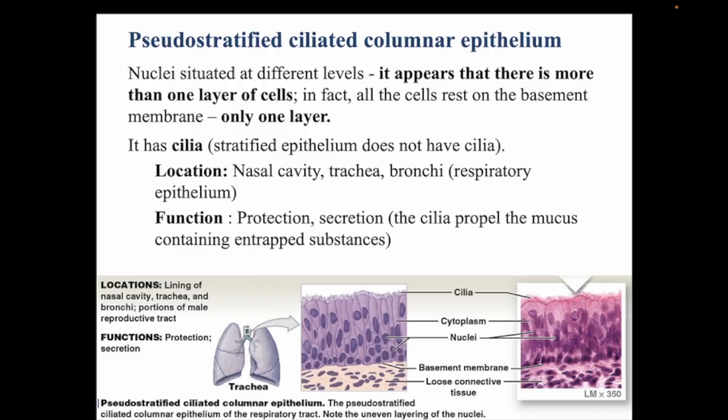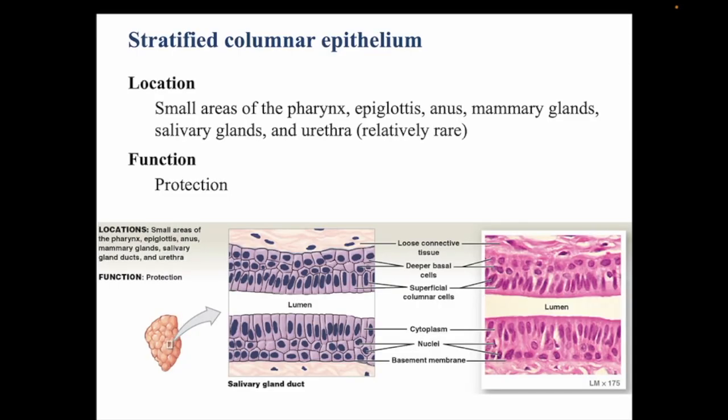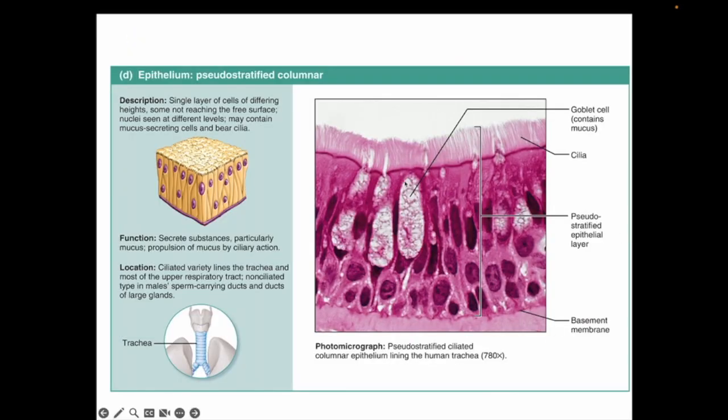Pseudo-stratified. Pseudo means false, so it's something that looks stratified, but when it's stretched out, for example, or when you look at it from a different perspective, you see that it's actually just one layer. This is the epithelium. The pseudo-stratified ciliated columnar epithelium is pseudo in the sense that it looks like multiple layers, but it is in fact one, because all these cells are attached to the same basement membrane. And think about the respiratory tract. You see here, for example, the goblet cells.